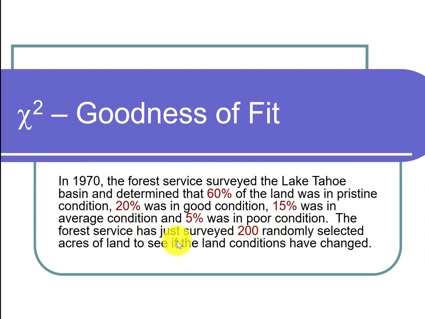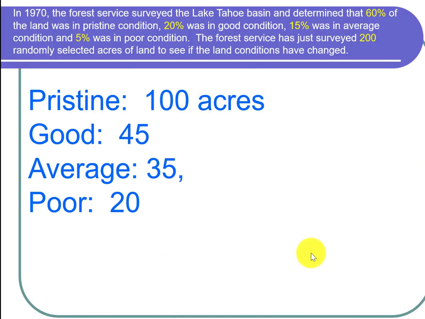The Forest Service has just surveyed 200 randomly selected acres of land to see if the land conditions have changed. So here's what they found. They found 100 acres in pristine condition, 45 in good condition, 35 in average condition, 20 in poor condition.